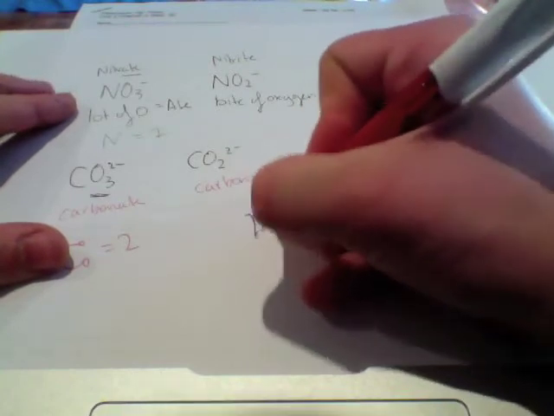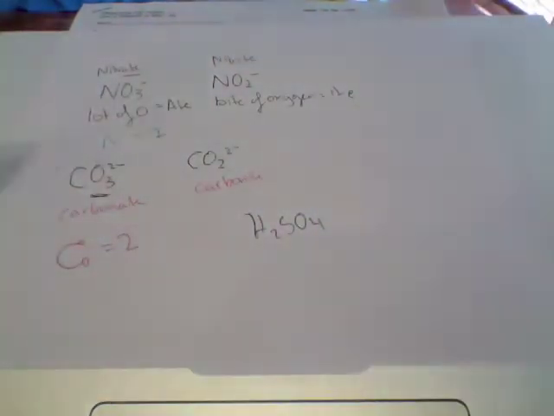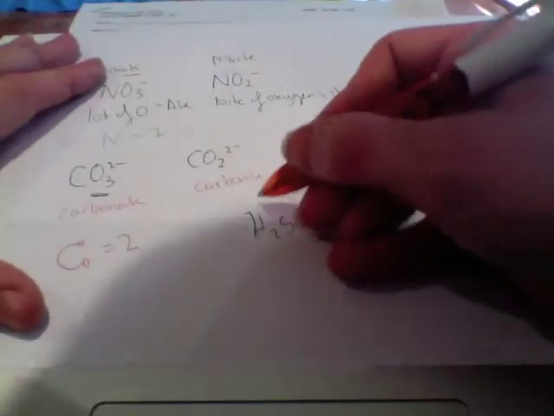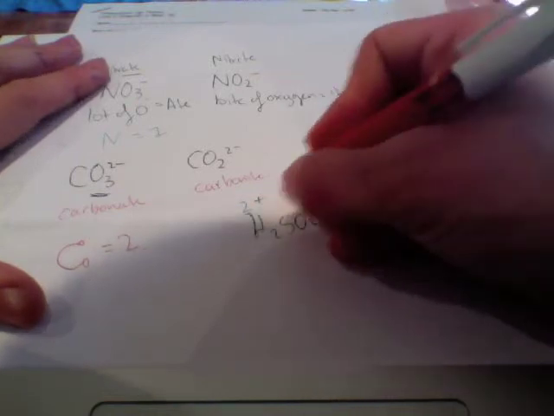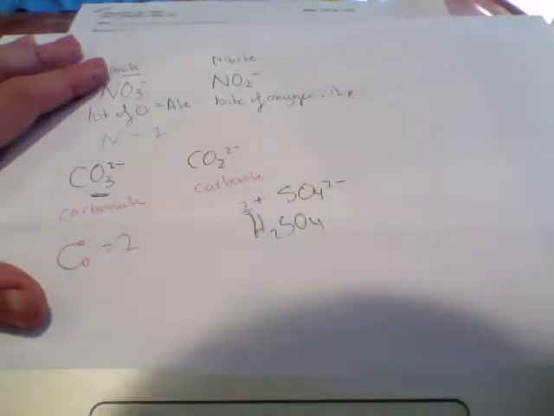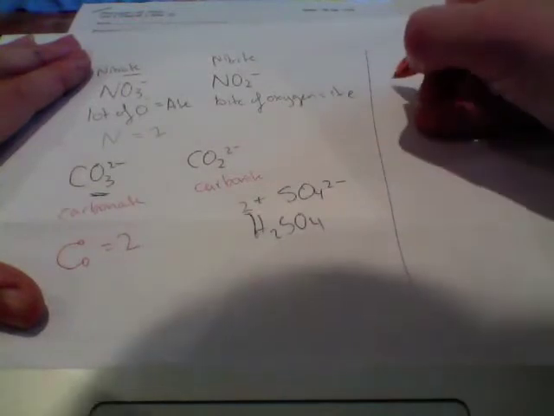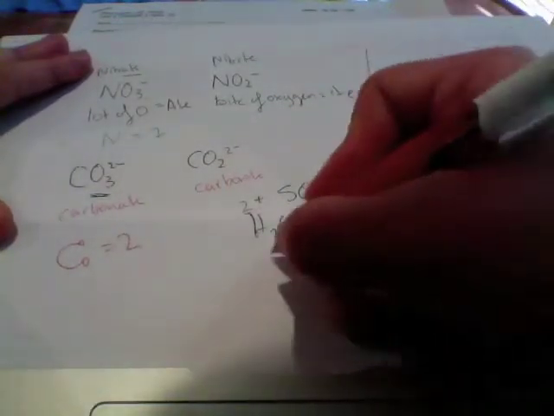Now let's say that we've got sulfate. The way I remember sulfate is pretty simple too. I just go H2SO4. Everyone knows hydrogen sulfate, which is sulfuric acid, right? And then we know that each H has a plus charge, and we have 2 of them, so we have to have SO4 2 negative.